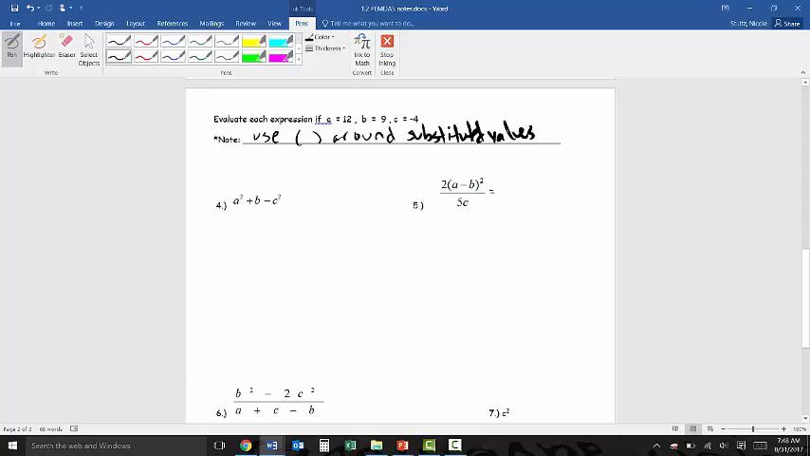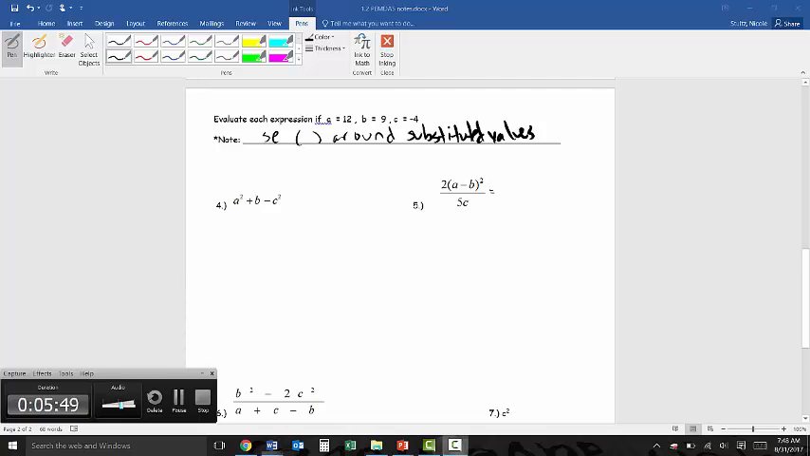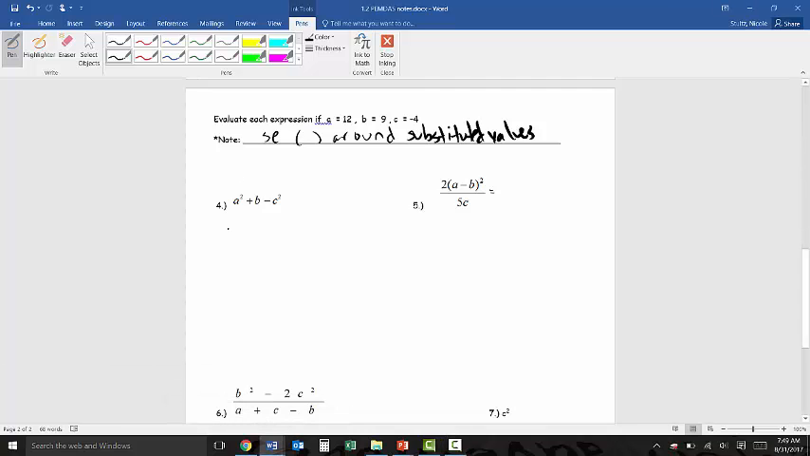That's really important. A lot of kids don't do that and it ends up messing them up. So I would just do it 100% of the time and then you'll be correct. All right, so instead of A, we're going to substitute 12. And instead of B, we're going to substitute 9. And instead of C, we're going to substitute negative 4.